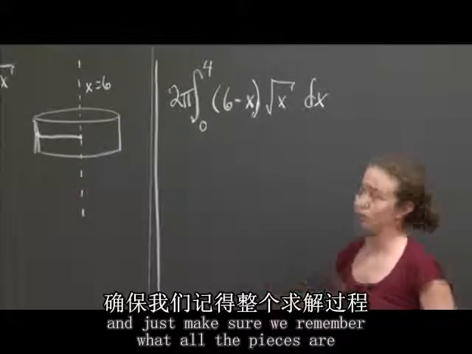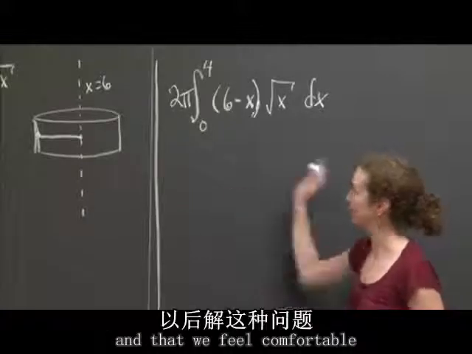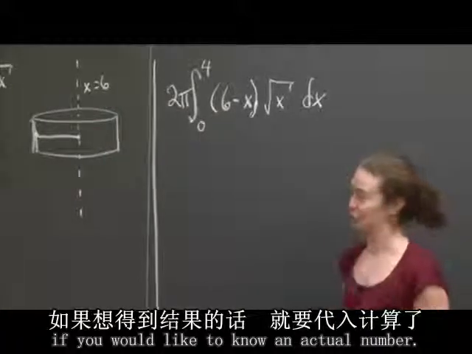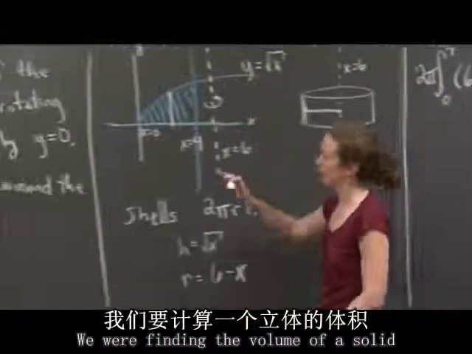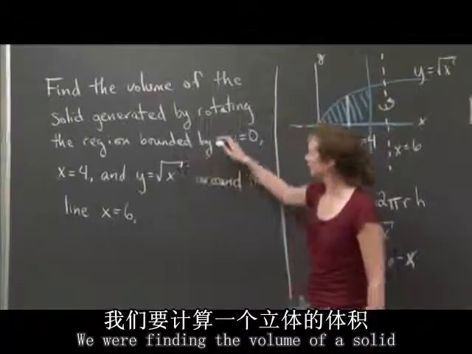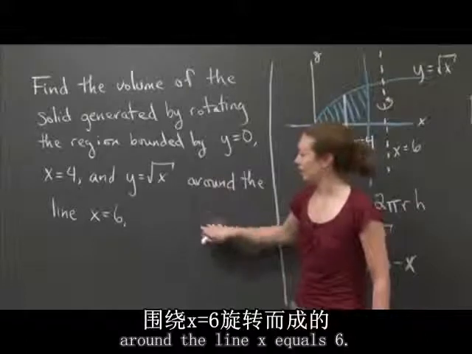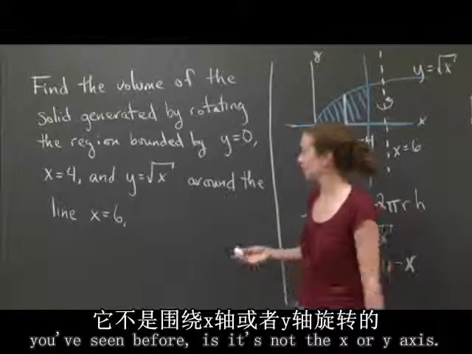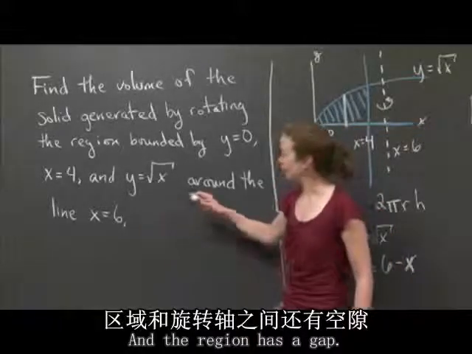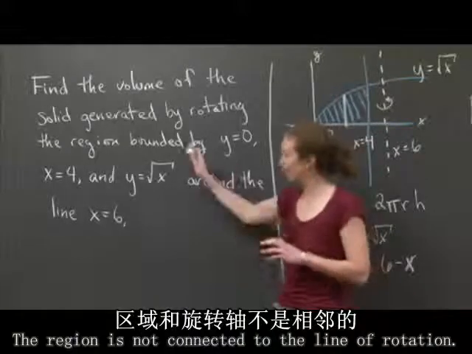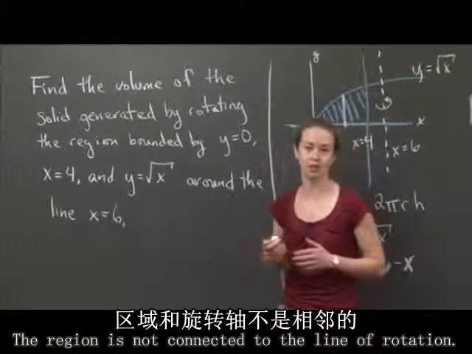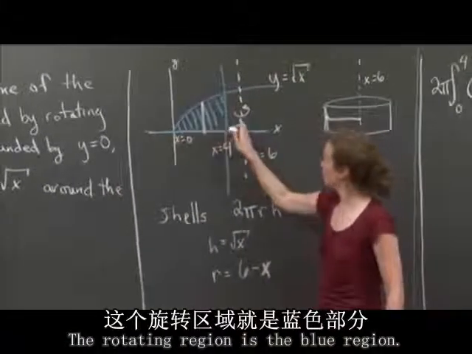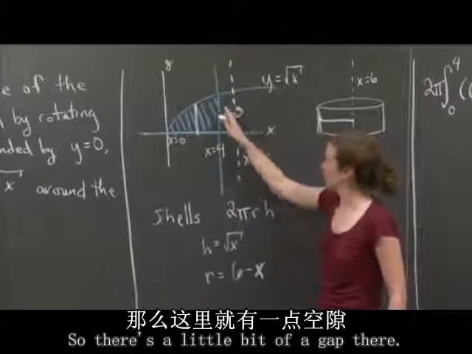So I'm going to go back and just make sure we remember what all the pieces are and that we feel comfortable with doing this type of problem. And I'll let you finish and evaluate that if you would like to know an actual number. So let's come back over. We were finding the volume of the solid generated by rotating a certain region around the line x equals 6. The way this might be different from some of the problems you've seen before is it's not the x or y axis, and the region is not connected to the line of rotation. So if we come to see our picture, we can see that clearly. The rotating region is the blue region. The line of rotation is the dotted line, so there's a little bit of a gap there.